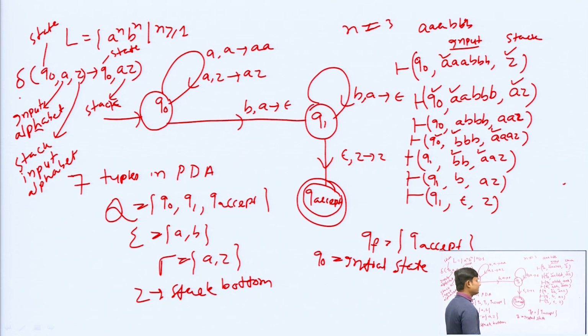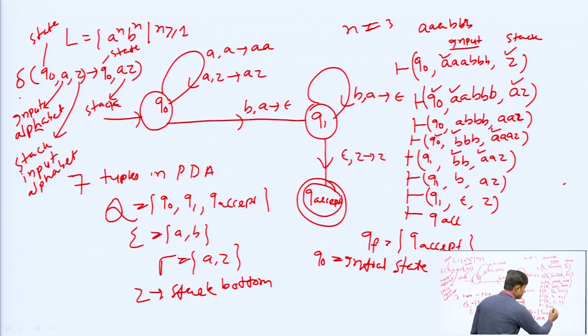Now you see in Q1, epsilon, Z, then you have to go to the Q accept state. So this is Q accept, then the string is accepted by the diagram. Here, for an equal number of A's and B's, first you have to read all the A's and push them into the stack. Then for each B, we have to pop one A. After that the stack is empty, we have read all the input and go to the accepted state. So this is accepted.